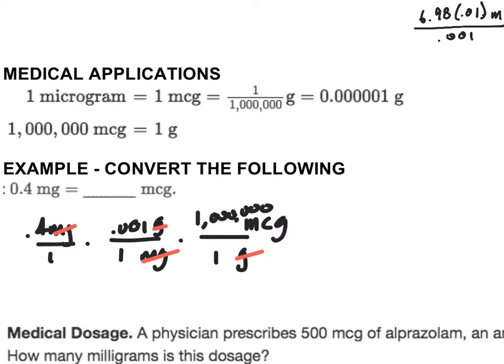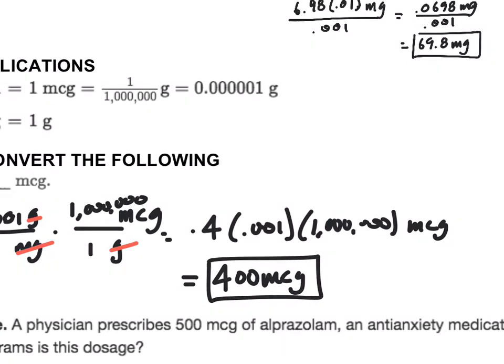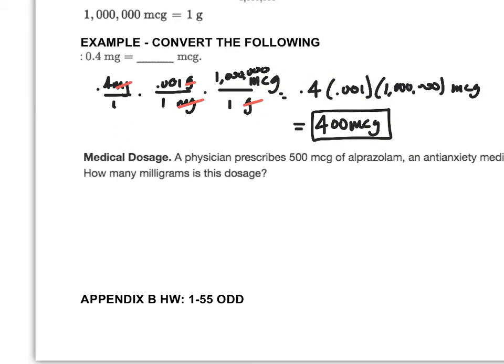So now I've got 0.4 times 0.001, and then times 1 million. Let's multiply all those together, and that's going to be micrograms. 0.4 times 0.001 times 1 million gives me 400 micrograms. The difference on that one is that if we're converting from milligrams to micrograms, I don't have anything direct there. But what I do know is that I can convert milligrams to grams, and then grams into micrograms. Let's take a look at an application problem, and the problem states medical dosage.